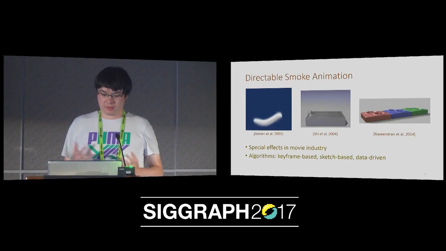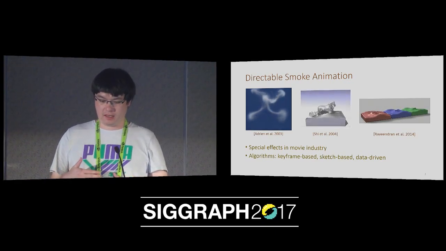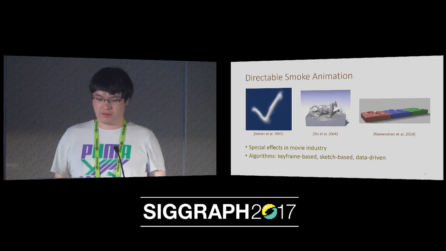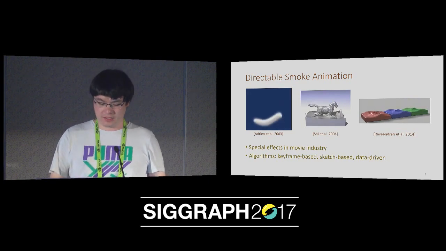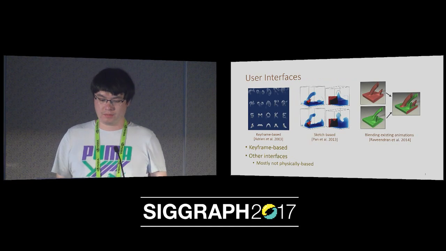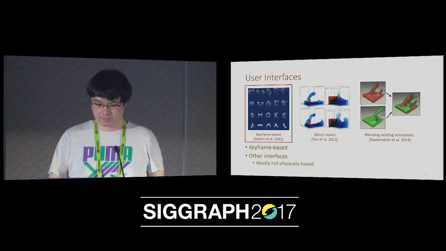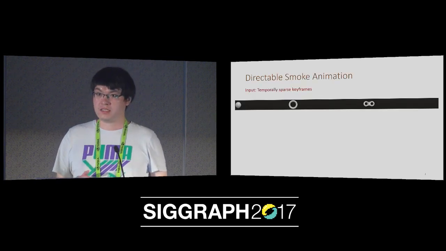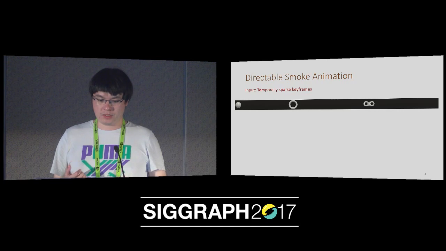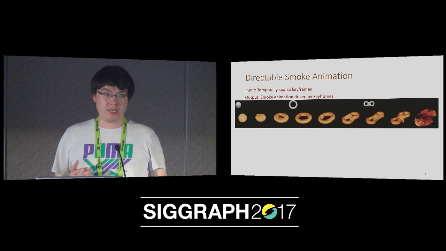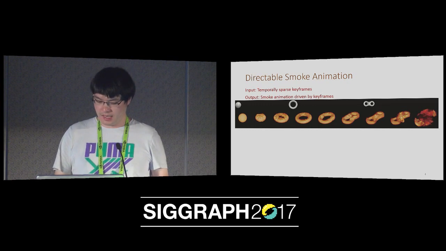Over the years, many algorithms have been developed, bringing a variety of user interfaces, such as keyframe-based interfaces, sketch interfaces, and data-driven interfaces. But we built on the keyframe-based interface in this work. The other interfaces are very useful for different applications, but most of them are not physically based. More specifically, our method takes as input a temporally sparse set of keyframes, and the output is then a smoke animation, where the smoke shape looks like these keyframes at a set of given time instances, like this video.